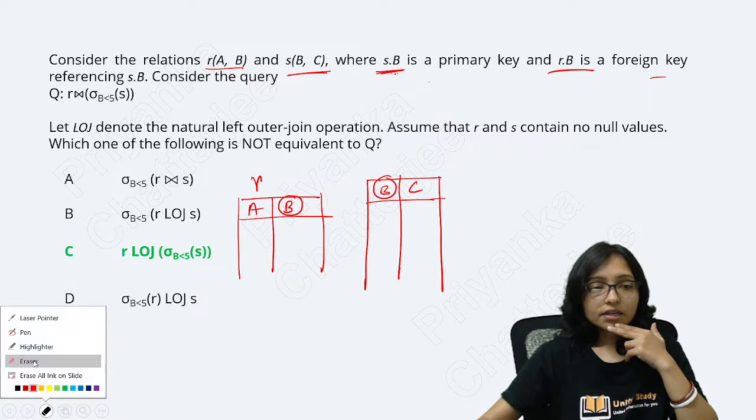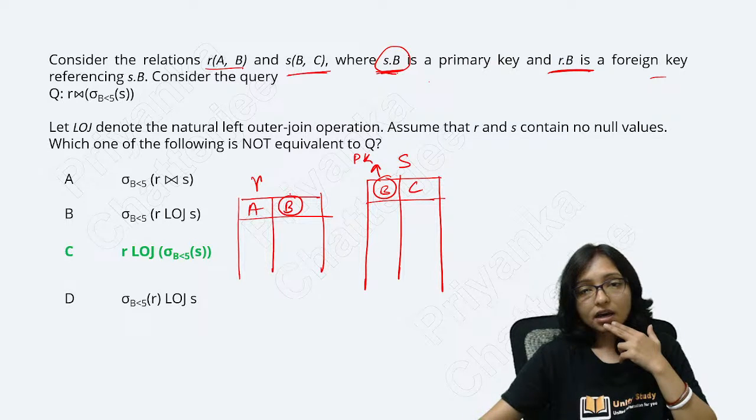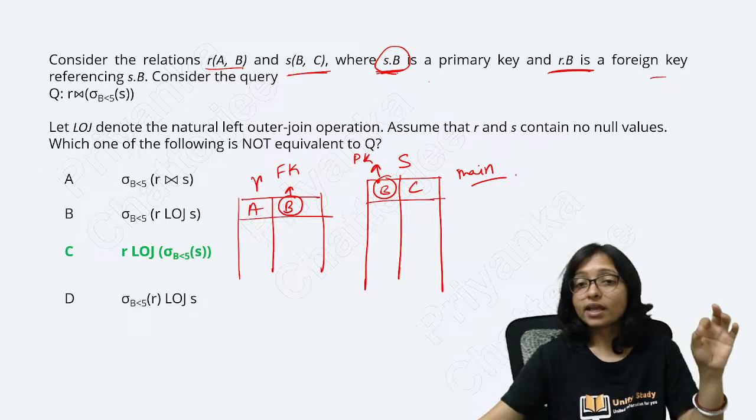Here is the R tuple and this is the S tuple. S.B is the primary key and R.B is the foreign key. It means this is your main table. You can think like that.